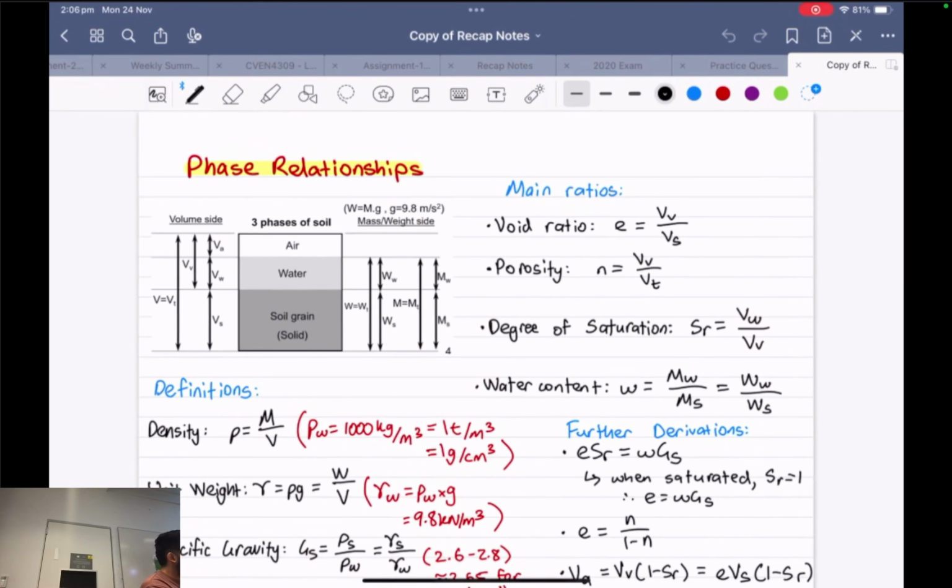So 2020 question 1, the topic is phase relationships. I'll go through a bit of revision on phase relationships first.